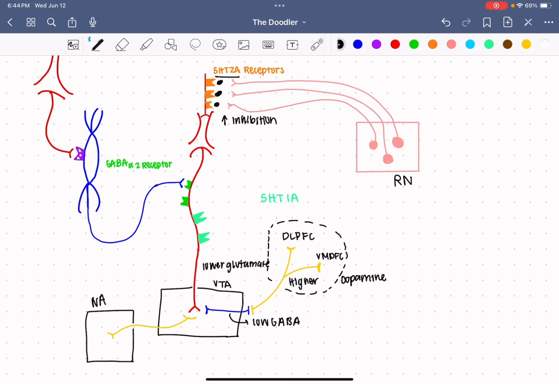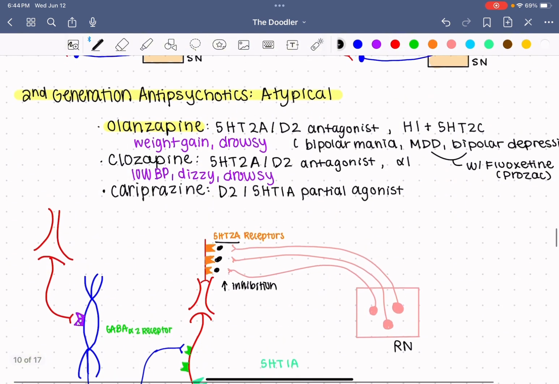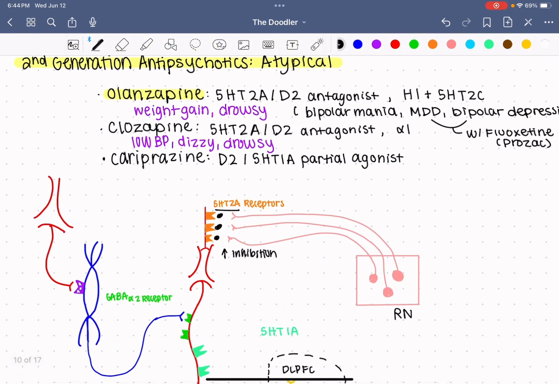So that's why 5-HT2A receptors are beneficial, and you still have that D2 antagonist effect, which will help with controlling positive symptoms. Not as good as the first gens because it's not as strong, but it leads to less problems with DIP and TD. And then we also have clonazepam. This one is very similar to olanzapine in the sense that it's both a 5-HT2A and D2 antagonist, but it's also an alpha-1 antagonist, which can cause low blood pressure because alpha adrenergic receptors cause high BP. So when you antagonize them, you have low BP, you can feel dizzy, you can feel drowsy.